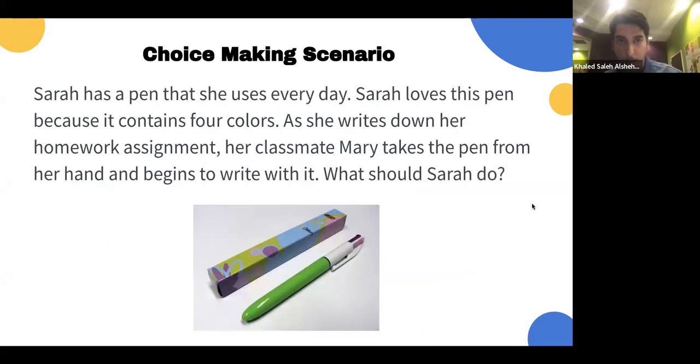We have an example here about Sarah. Sarah has a pen that she uses every day. Sarah loves this pen because it contains 4 colors or something like that. And someone takes her pen, and we ask here, what should Sarah do? This is a scenario that we use to train the student, to put them in a situation where they can choose the best option for them.